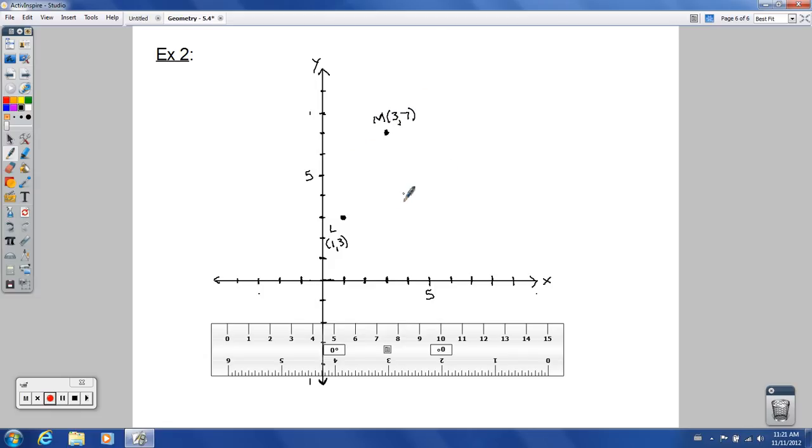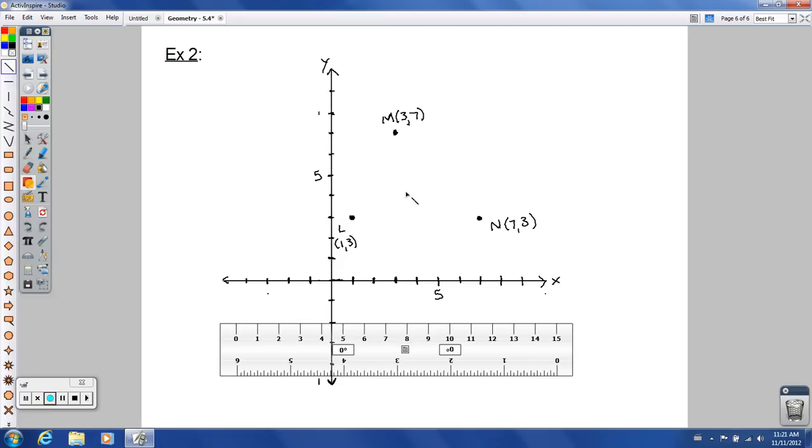And then finally I'm going to draw another point at 7, 3. So here's 7, going up 3. This should be at the same level as L was, going directly across there. So this is going to be point N at 7, 3. And then I want you to use your straight edge to connect these with some straight lines. I'll use my straight line tool to do that here. Connect those, make it look pretty, and connect those with straight lines.